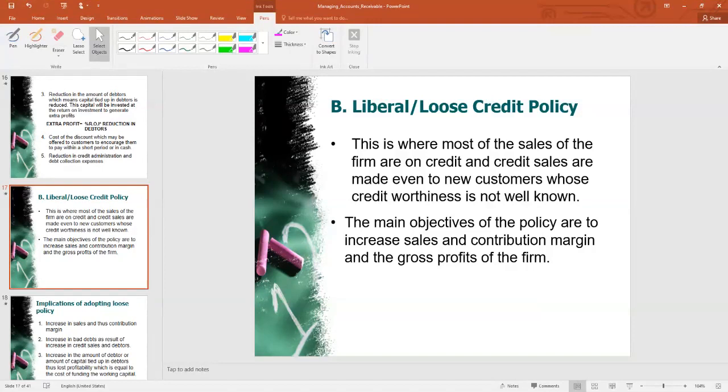If the inverse occurs, where the financial benefits are lower than the cost, then why should the company adopt that policy? The company should not adopt that particular policy. So it simply goes back to the financial benefits and the financial cost being incurred from adopting that particular policy.